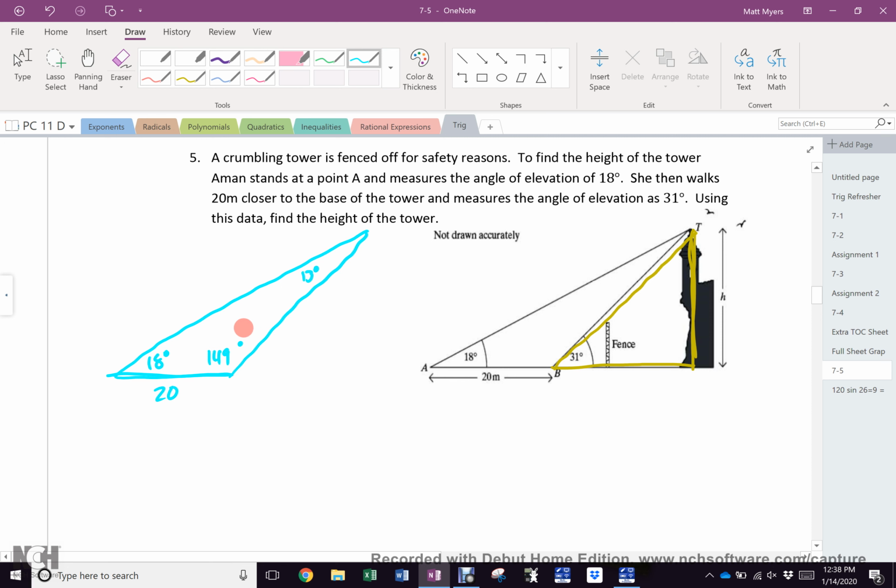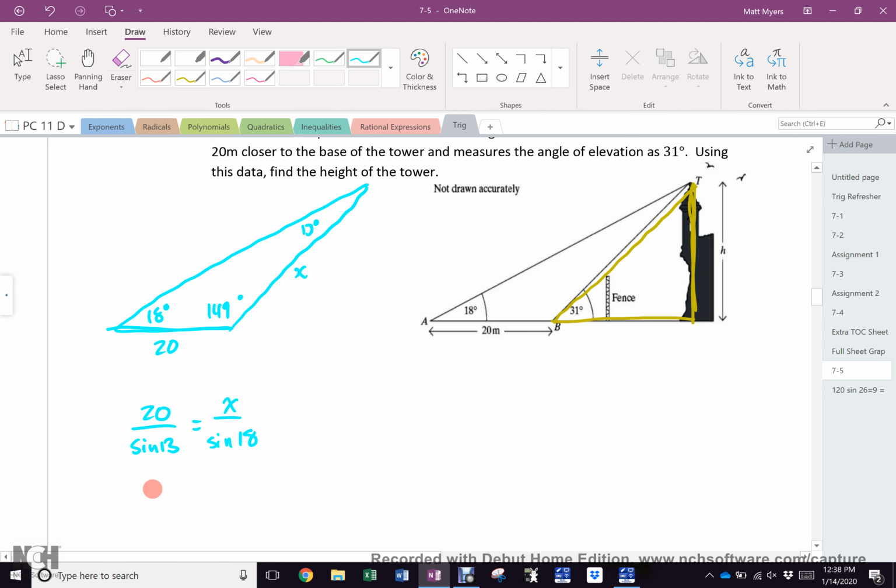Now, can we do the sine law here? It works. What would the sine law be? 20 over sine 13 would equal x, because this is the side we need, over what? Sine of 18. Sine 18, right? And then we would tidy this up, and we would get 20 sine 18 over sine 13 would equal x, right? And now Jacob is getting twitchy because he wants his calculator.